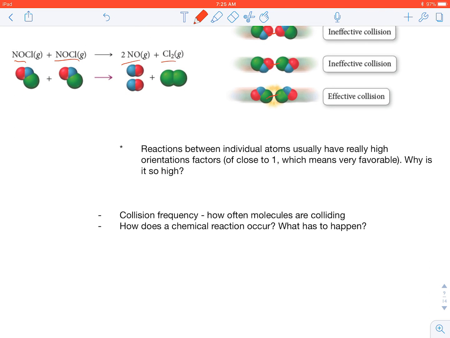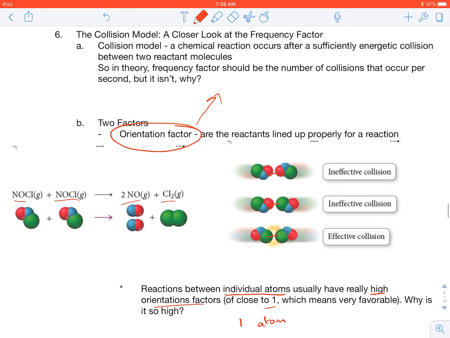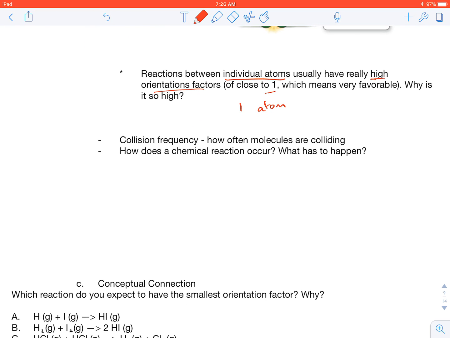And so if we have an individual atom, that means nothing attached to it, we really have high orientation factors, really close to 1, because there's nothing for them to line up. They're already lined up. There's one atom. It doesn't have to rotate to fix it. The other part of the collision model is collision frequency. How often are the molecules colliding?